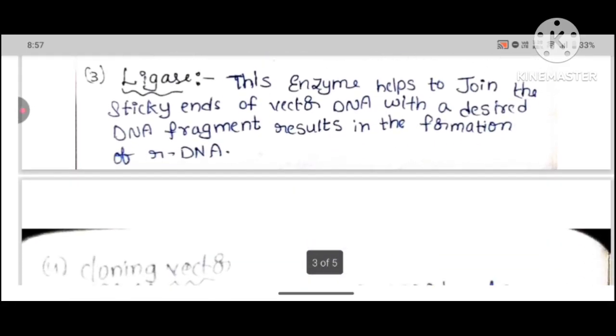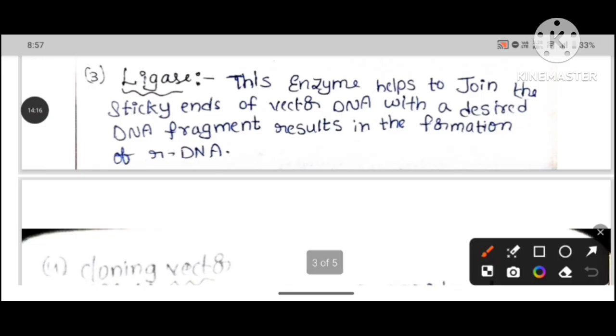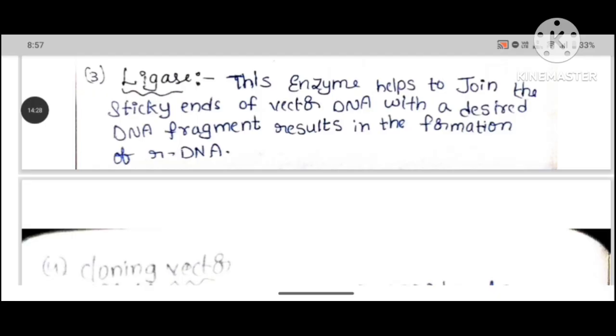The ligase enzyme helps to join the sticky ends of the vector DNA with the desired DNA fragments, resulting in the rDNA, which we have already discussed in the mechanism of restriction enzyme action.